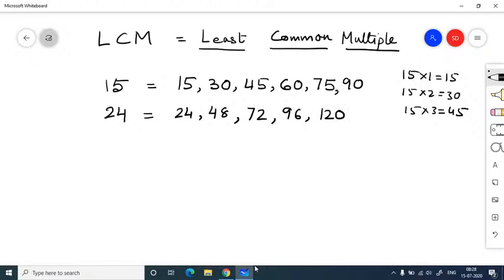Now see, till 90 I've written here, and till 90 we don't have any common multiple, so that means the common multiple is beyond this range. See, I've reached 120 over here, so let us extend this range also. So after 90, what will you have?